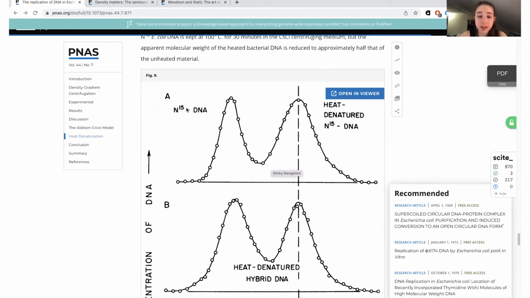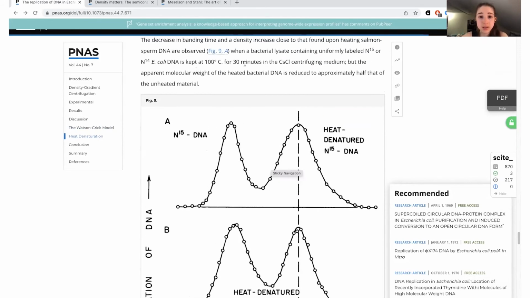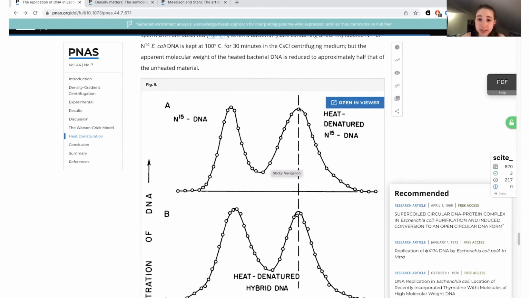What they did here was take bacterial lysate, so they split open bacteria that had either uniformly labeled N15, heavy nitrogen, or light nitrogen, and then heated it at 100 degrees Celsius for 30 minutes. They see that the apparent molecular weight of the heated bacterial DNA is reduced to approximately half that of the unheated material. This is consistent with the strands coming apart and there being single-stranded DNA.